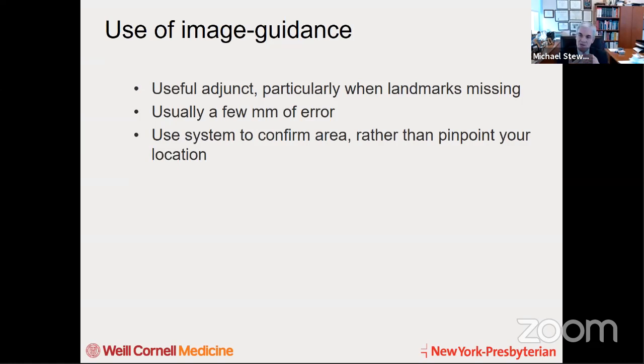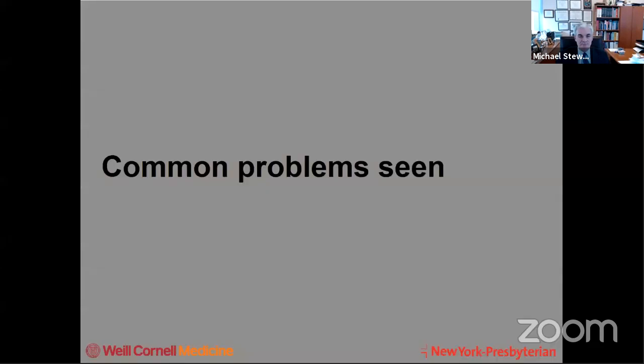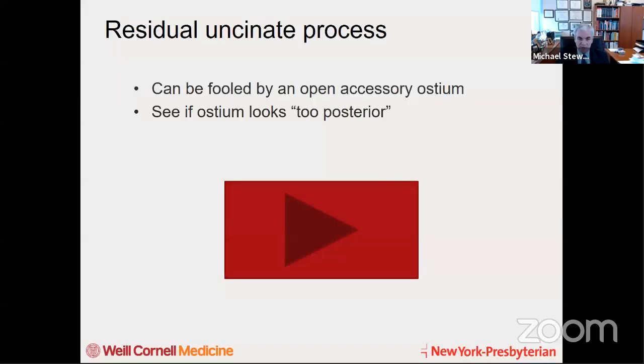It should really tell you the general area you're in, but not pinpoint your exact location. So here are some common problems that I have seen in revision surgery, two fairly common ones that can actually fool you a bit in the office if you're not careful about what you're looking for.